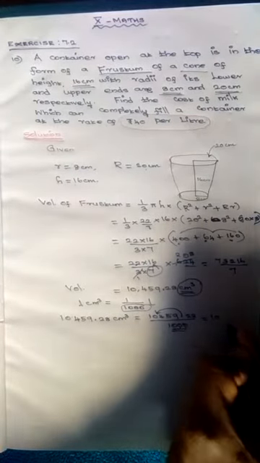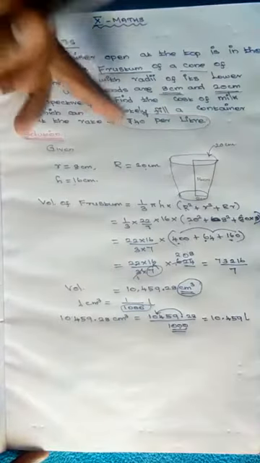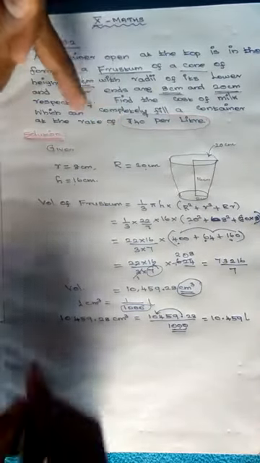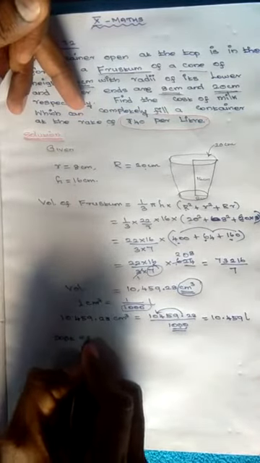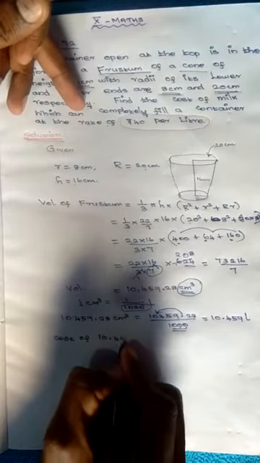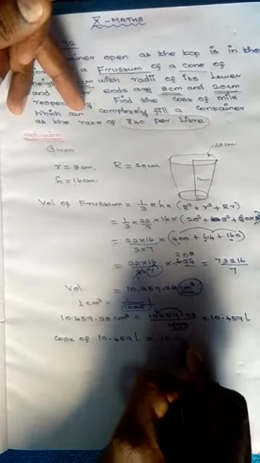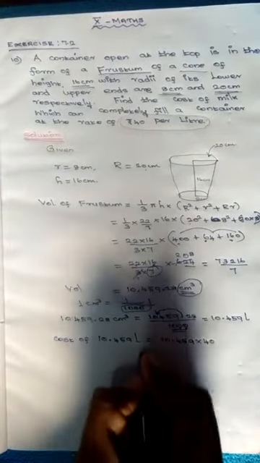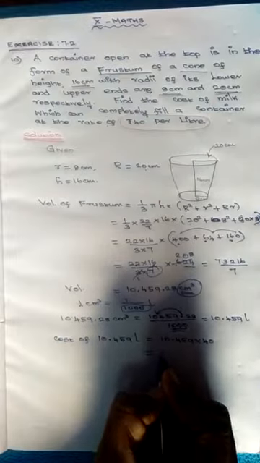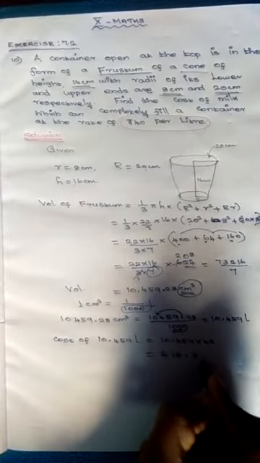So here 10.459 liters, approximate value. The cost per liter is rupees 40. So the cost of 10.459 liters equals 10.459 multiplied by 40. Multiply these two numbers, and the answer is 418.36 rupees.